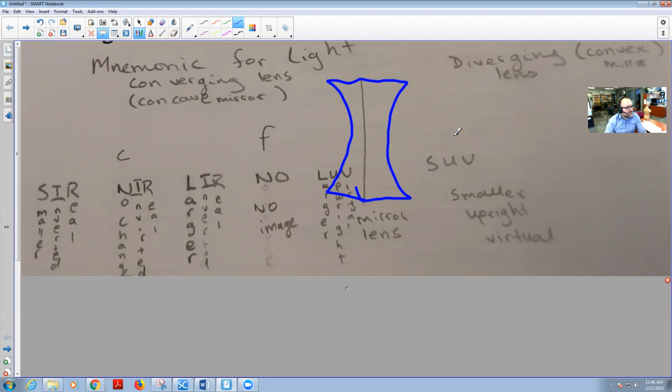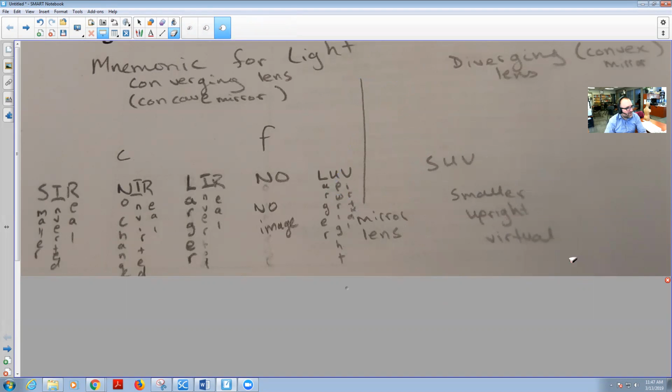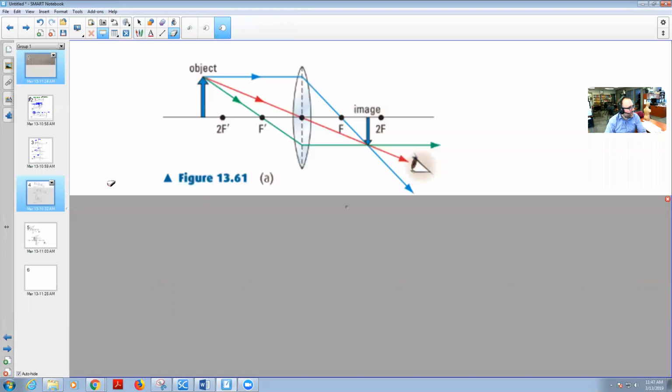Keep in mind, a diverging lens is always going to be the following part of the acronym, SUV. So it's always going to be smaller, upright, virtual, but how you draw the rays is always going to be different throughout. So keep in mind, it always will have this description. So let's get on to some examples here, and hopefully you have a better understanding of how this works. So let's go to the first one right here.